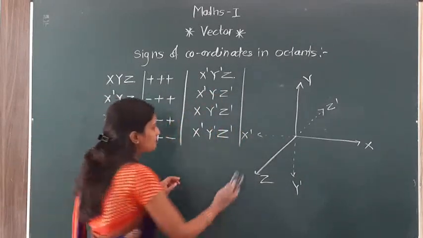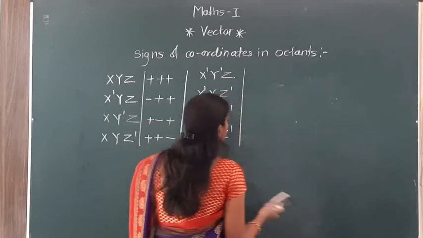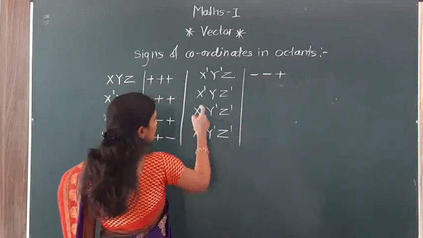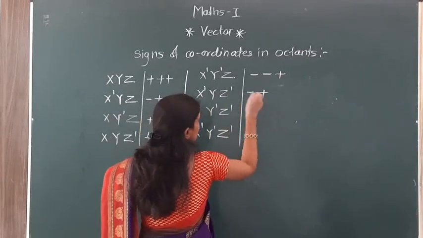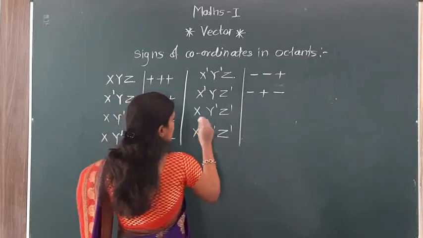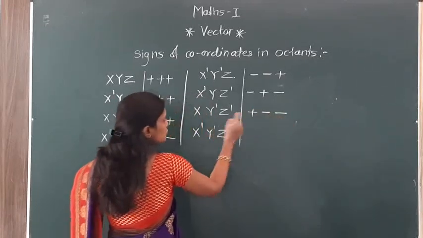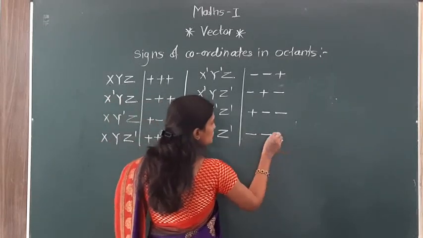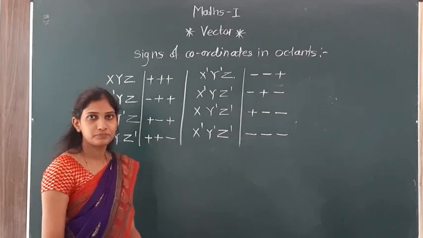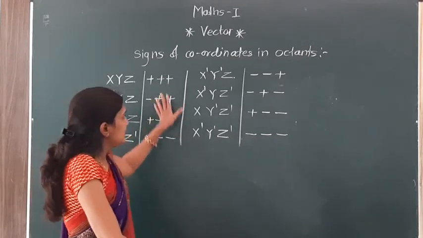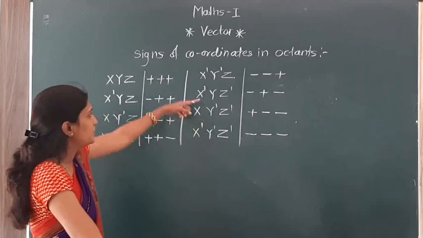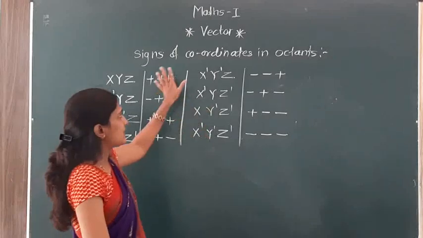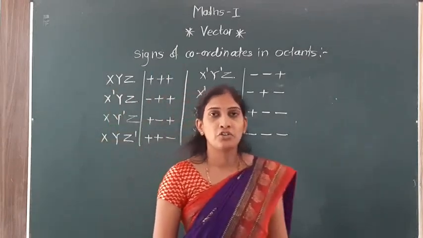In this one, x dash and y dash are negative and z is positive. Here x is negative, y is positive and z dash is negative. Here x is positive and the other two are negative. And here the x coordinate is negative, y coordinate is negative, z coordinate is negative. These are the signs of coordinates in the octants.